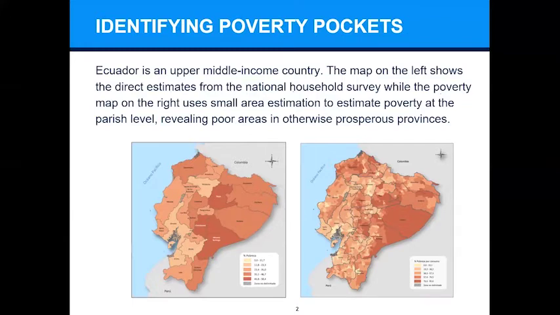Ecuador, as shown here, is a middle-income country. The map on the left shows the direct estimates from the National Household Survey, while the map on the right uses small area estimation, or poverty mapping, to estimate poverty at the parish level, revealing poor areas in otherwise prosperous provinces.